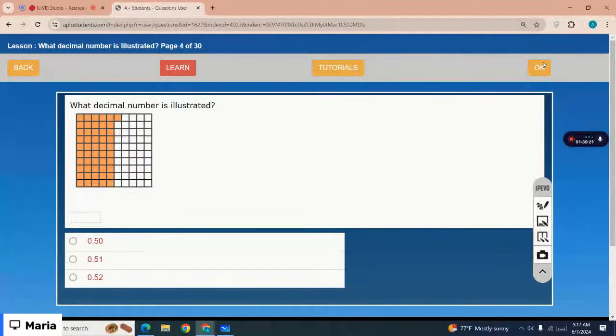What decimal number is illustrated? Which is the correct option? Option number, yes, 2 is the correct option. 0.51 is the correct option.